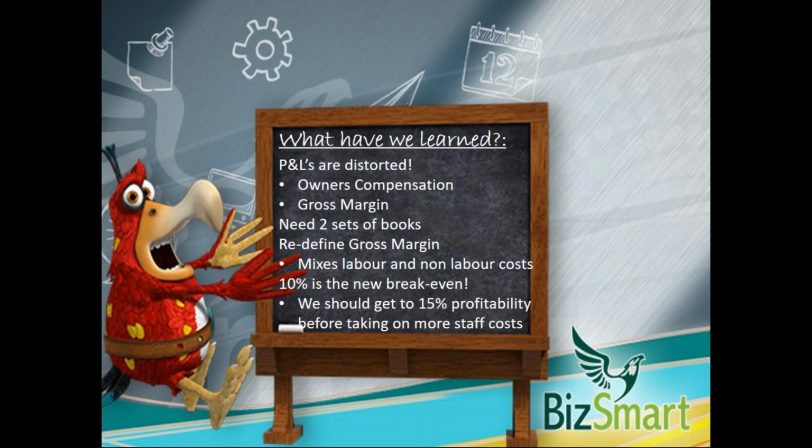our productivity. We want to treat 10% as a new break-even, and we should be thinking about, when we scale, doing it in steps, but managing that profitability so it's sustainable. So we're thinking about trying to get up to the 15 before we take on more staff costs. So we make sure that we have that focus on the productivity as we go. So that is all I wanted to cover today.